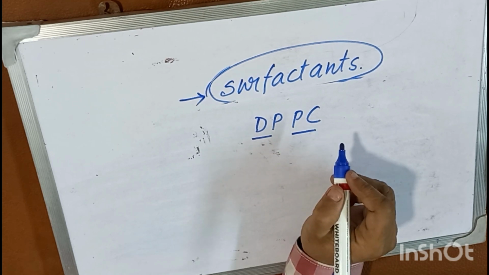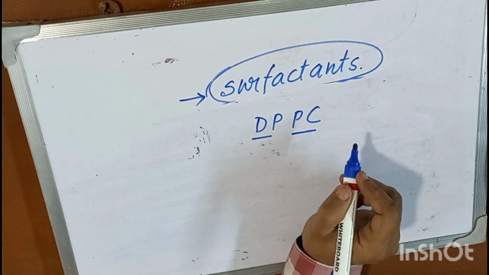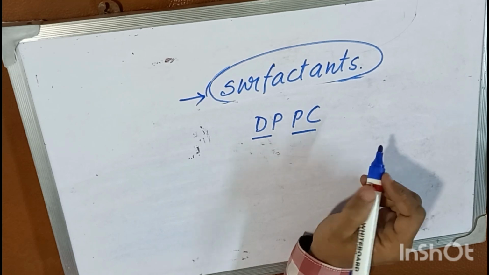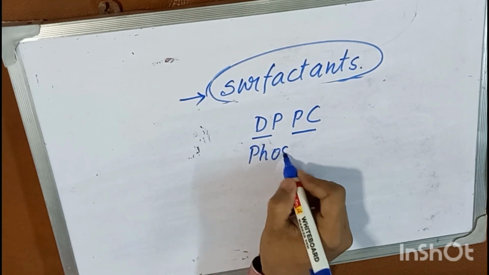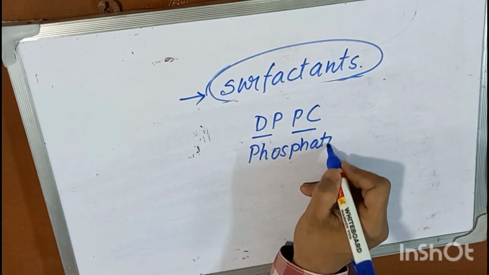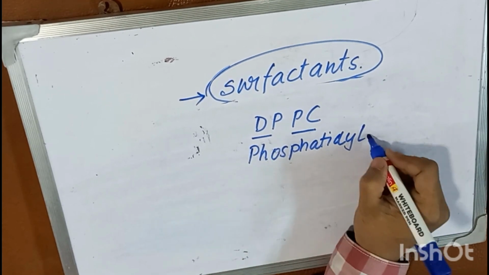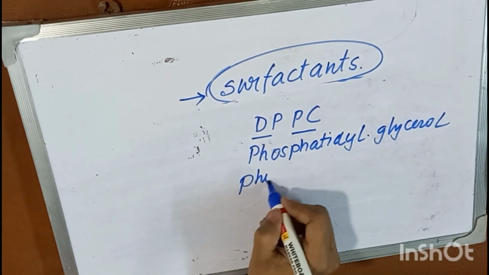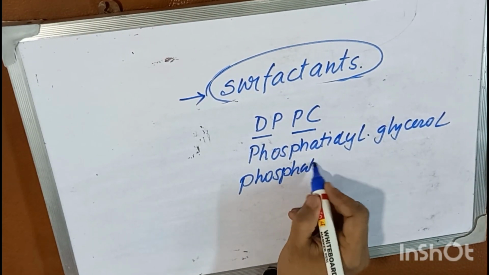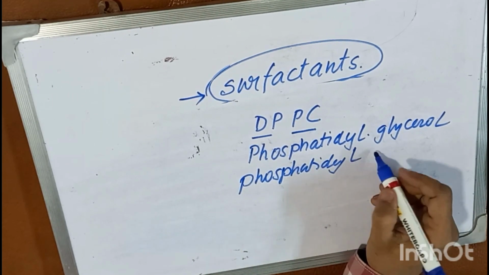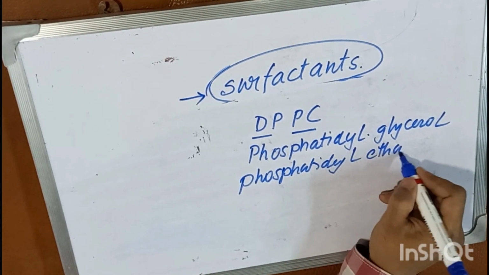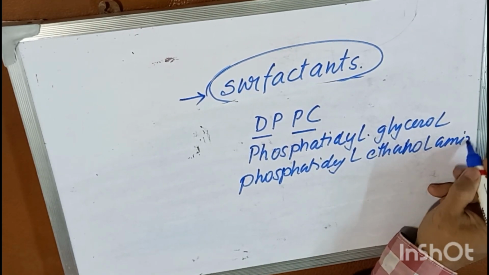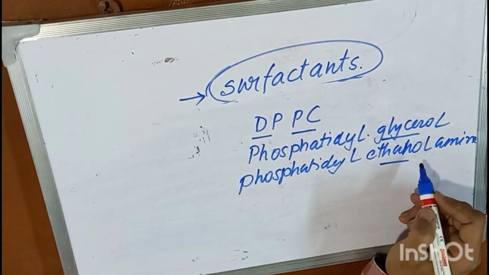Dipalmitoyl phospholipids. So these, along with phosphatidylglycerol and phosphatidylethanolamine, we know that these are all phospholipids because these are the alcohols, ethanolamine and glycerol.